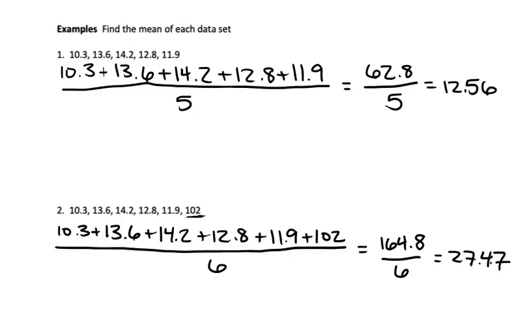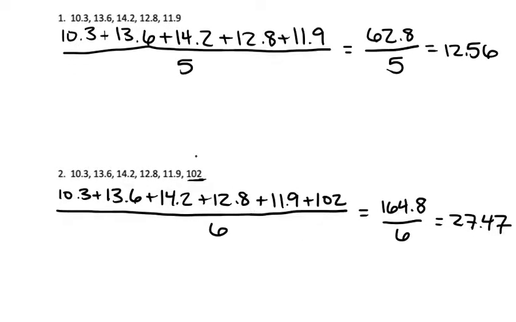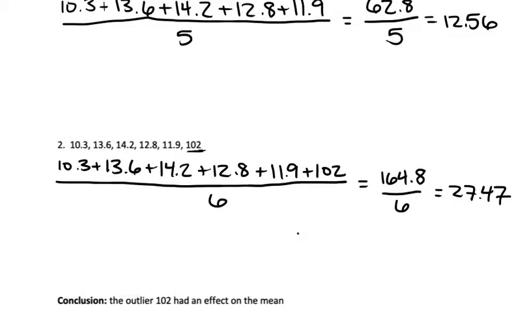Now, adding the value 102 had a significant effect on the mean. The mean went from 12.56 to 27.47. Now, the mean of 27 is actually greater than all of the data values except for the 102. So what this did is it made the mean a lot bigger to add in a value that was significantly larger than all of the other values. So the 102 here we could consider an outlier. The outlier 102 had a pretty significant effect on the mean. It made the mean more than twice what it was before the value 102 was added.